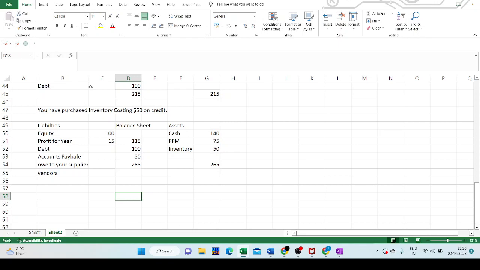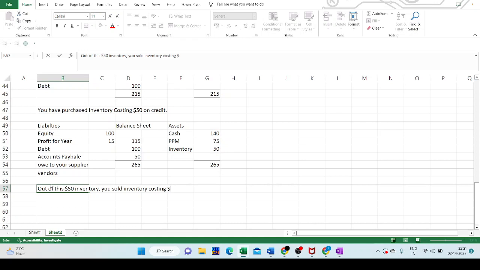Okay, guys, now you sold this. Out of this $50 inventory, you sold inventory costing $25 at $40, and out of this $40 sale, $30 was cash and $10 was credit, right?